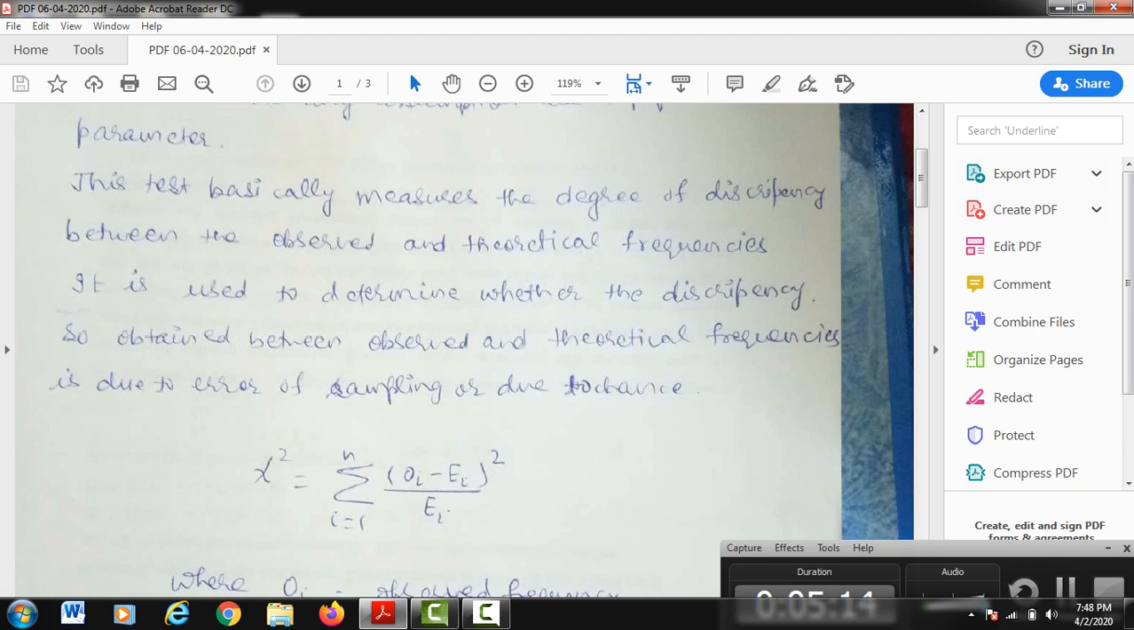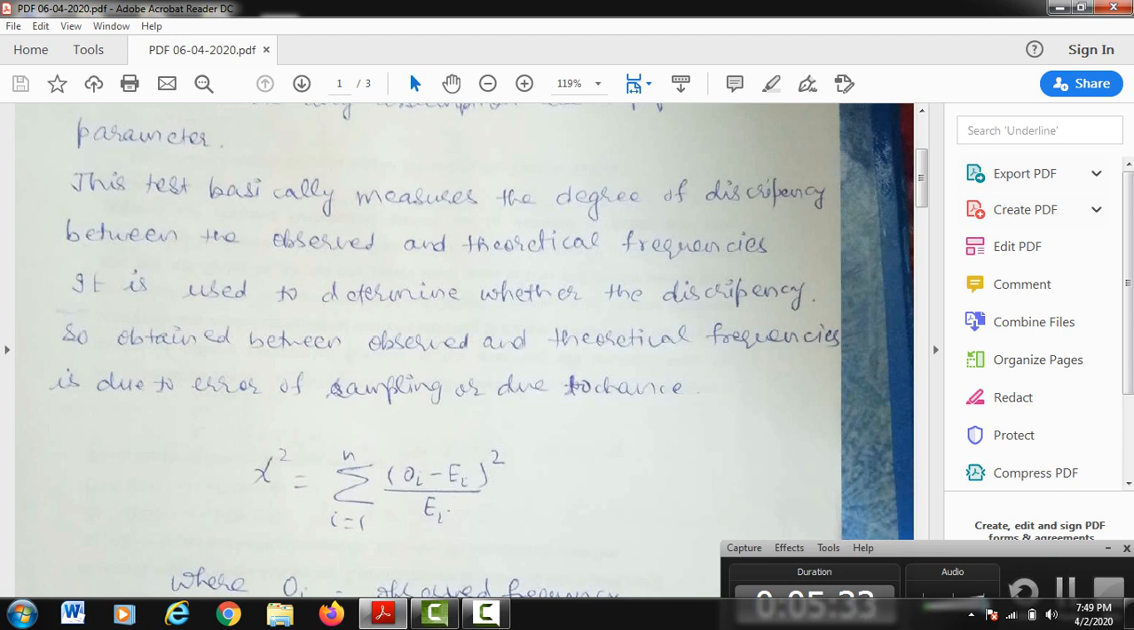So what is the functioning of the chi-square test? The functioning of the chi-square test is just to tell the degree of discrepancy or differentiation between the observed and the theoretical values, and it will also tell us, if this kind of discrepancy occurs, what is the reason behind that?